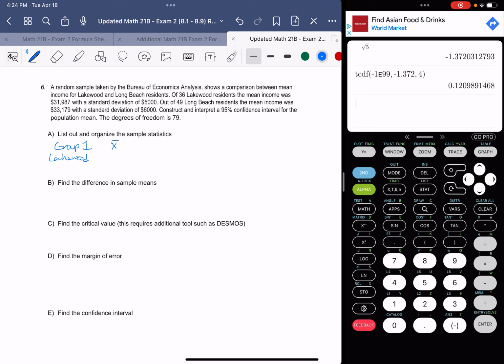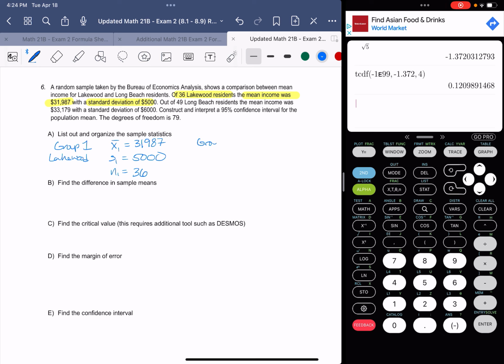So we're going to find the mean sub 1, standard deviation sub 1, and n sub 1. Okay, so let me find all of Lakewood info. 36 Lakewood residents, mean income 31,987, standard deviation 5,000. So I'm just taking that info and organizing it. So there were 36 residences. The mean was 31,987. Standard deviation was 5,000.